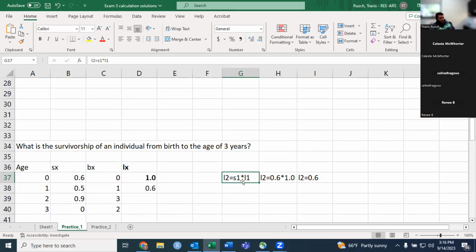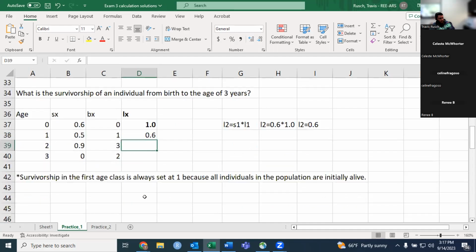So we have S of 1 and L of 1. If we multiply those two together, we can get L2. Right? Or L of 2. Does that make sense? Yes. Yeah, so we have that value given to us. We knew that this is going to be 1, right? So we multiply this by this, we can get this. And we do the same thing where we then now have this value. So we multiply S of 2 by L of 2, and we can get this value, right?